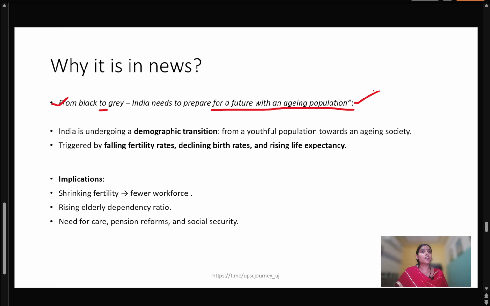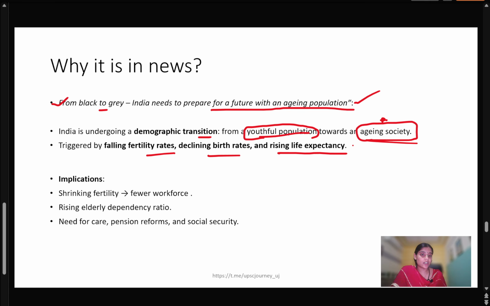As we know, currently China or Japan, mostly Japan, is going through an aging population concern. So India is also undergoing a demographic transition from a youthful population toward an aging society. It means the youthful population is declining and we are moving toward an aging society. This is known as moving from black to gray, triggered by a falling fertility rate, a decline in birth rate, and rising life expectancy.